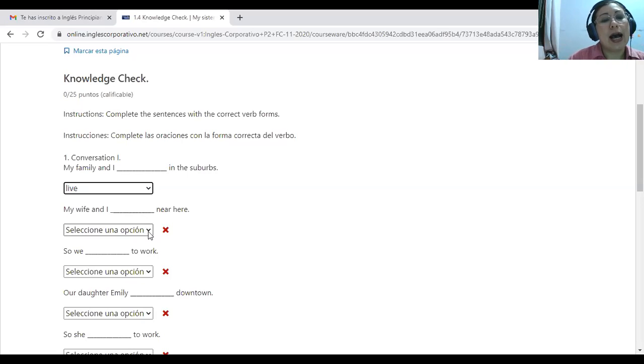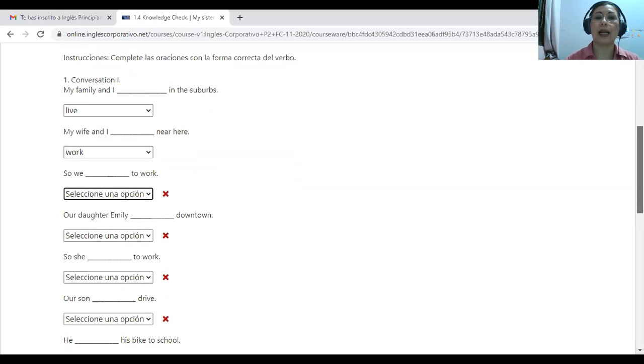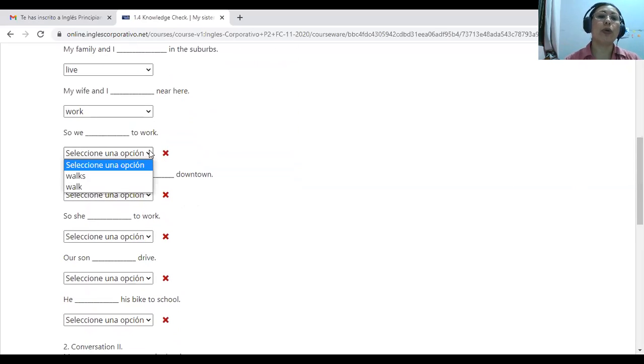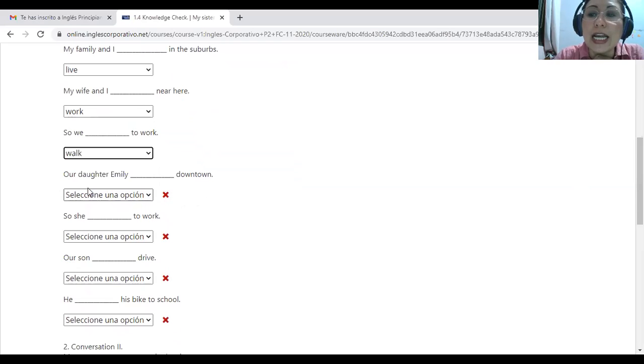Ok, my wife and I work near here. Work or works? Work, because my wife and I are we, ¿verdad? Somos nosotros. Entonces la regla no aplica. So we walk or walks? Walk. So we walk. Vea que eso suena como el China walk. Así exactamente suena. Walk. La L no suena. Es walk. Caminar. So we walk to work. Aquí estamos hablando de we, entonces la regla de la tercera persona no aplica, ¿verdad?